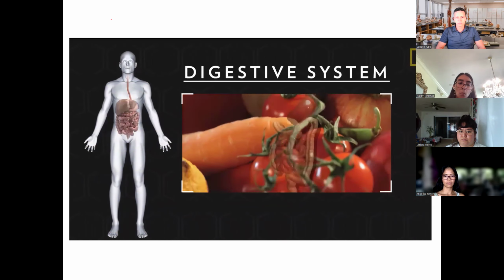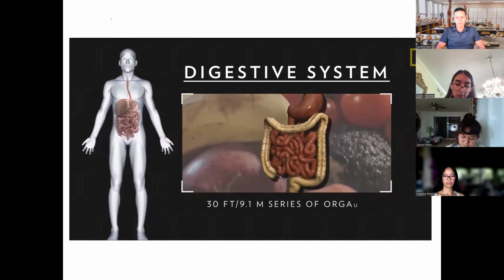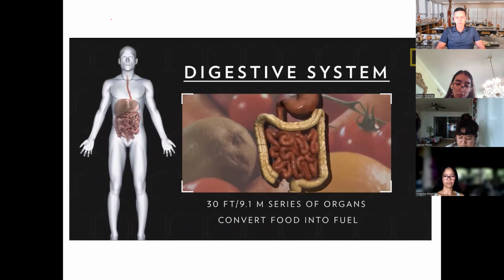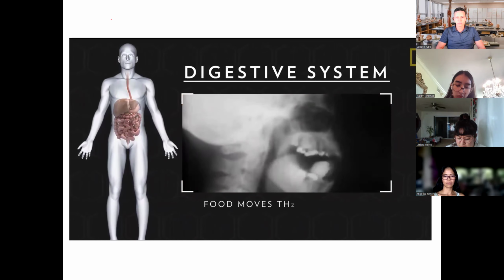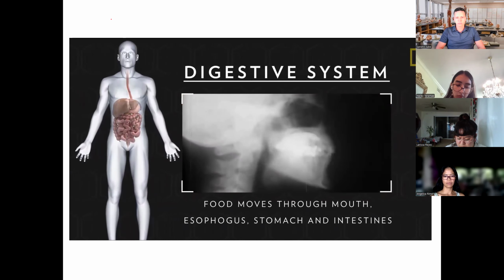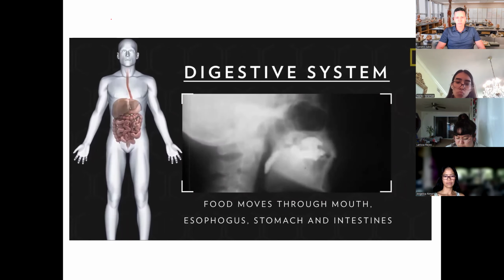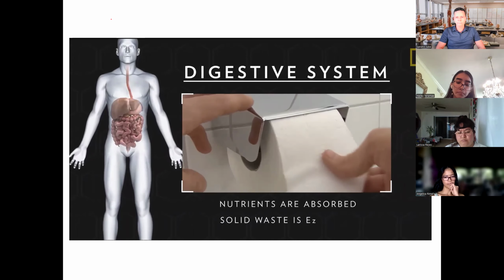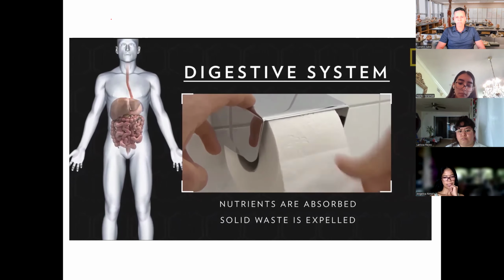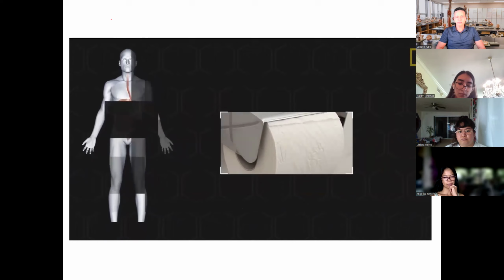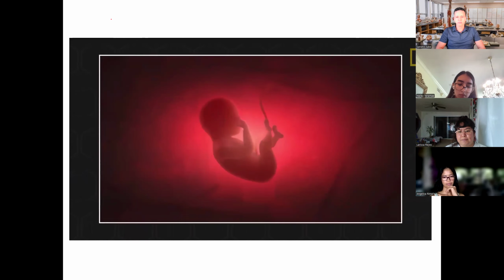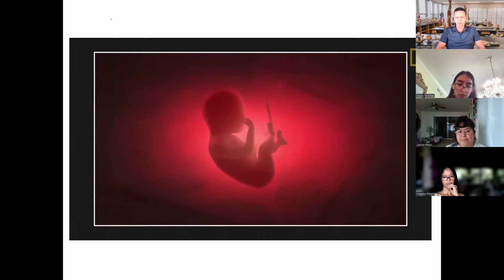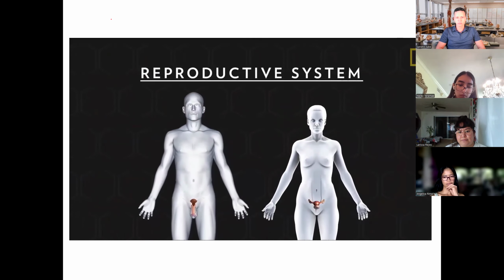The digestive system is an approximately 30-foot series of organs that convert food into fuel. Food enters the system through the mouth, then moves into the esophagus, the stomach, and the intestines. Nutrients are absorbed into the body while solid waste is expelled through the anal canal, the end of the digestive tract. No matter the role, size, or shape of any of the body's systems, each began with the reproductive system.